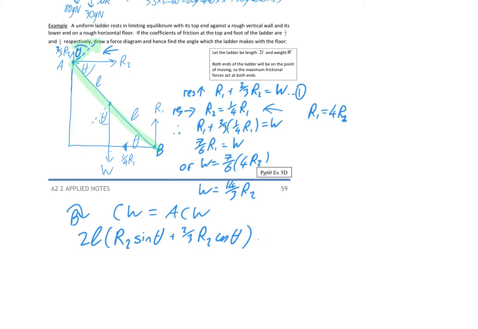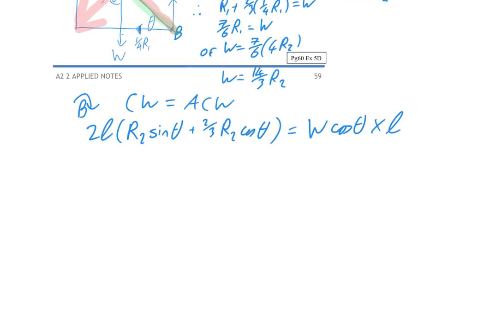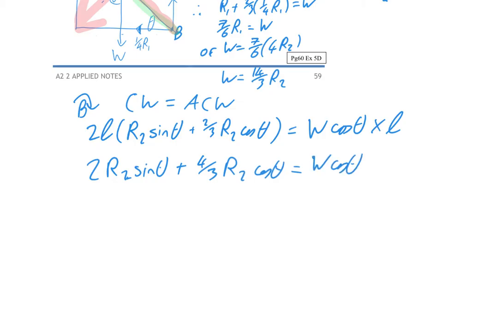And then anti-clockwise then, your anti-clockwise one's a little bit easier. You've only got one in actual fact, and it's this one. So anti-clockwise is just W cos theta times L, and then we're going to go from here. So we'll do a wee bit of cancelling out first before we do anything else. So that's going to be 2 R2 sine theta plus 4 over 3 R2 cos theta is equal to W cos theta.